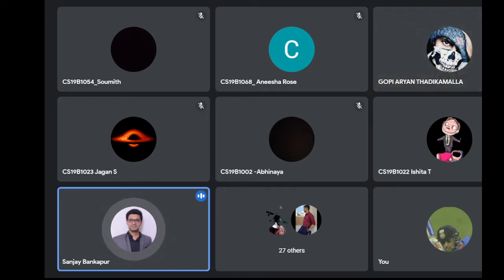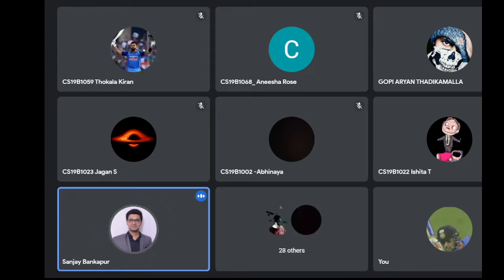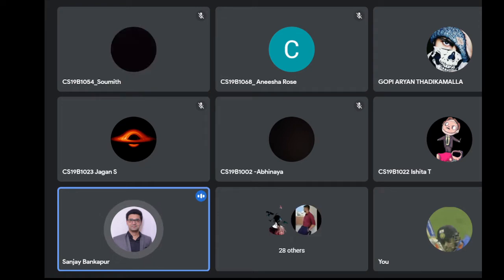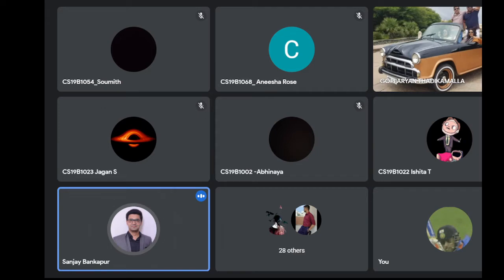I can see Abhijit is present. Dasru Nayak, by any chance, is also there. Very good. Soumit is there. He's also there. Vishnu Nayak not yet joined.